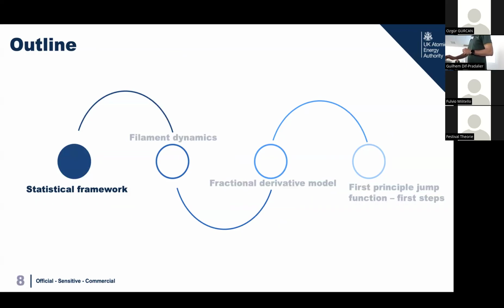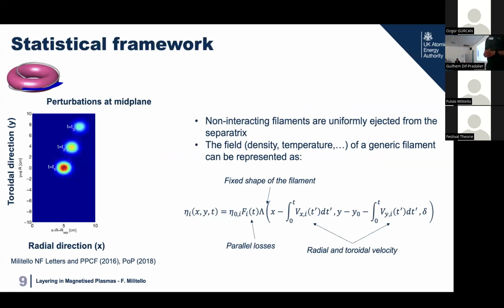Okay, let me start with the statistical framework. There is a bit of math here, but hopefully it's also quite intuitive. The idea here is that we want to treat individual filaments as separated objects that are not interacting with each other. And there is good evidence, both experimentally, numerically, and theoretically, that the filaments are not very strongly interacting in the context of the boundary plasma.